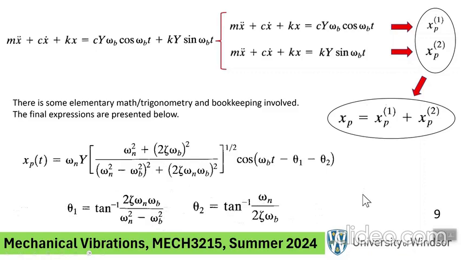At the end of the day, when you have a base motion, we know how the mass moves. The mass moves like that, where you have to calculate theta 1, theta 2 from these equations, and there is the amplitude of the mass motion. Okay?